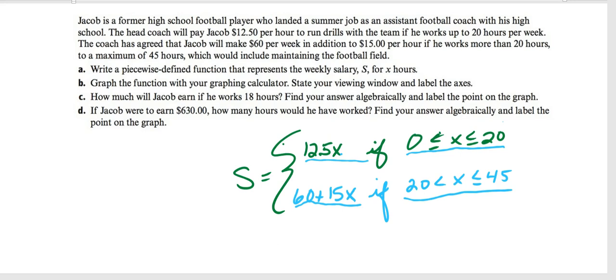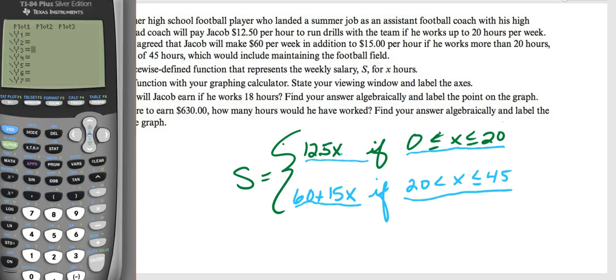So now I've written my piecewise function, and this will tell me my salary based on the number of hours. For part B, it asks us to graph the function with your graphing calculator. I am not going to ask you to do the graphing calculator. You may use paper and just a regular grid. But I want to show you, in case you want to use the graphing calculator, how you would do it.